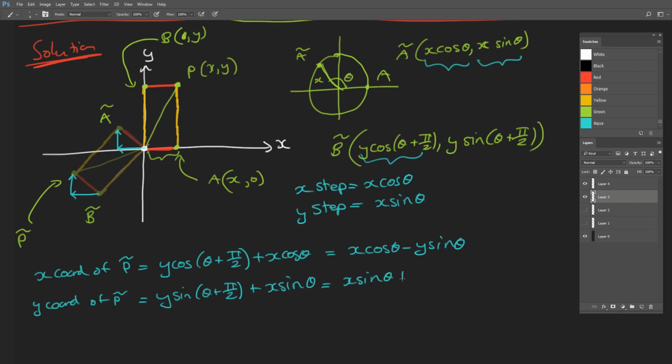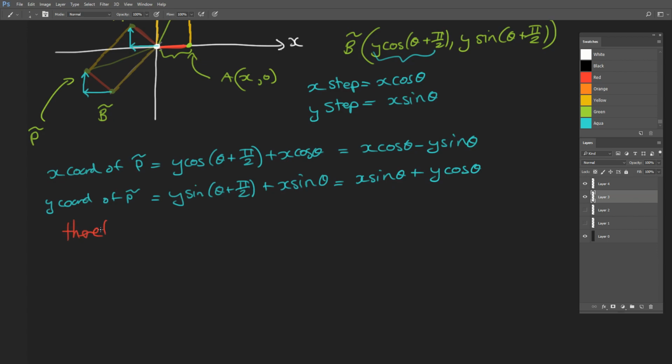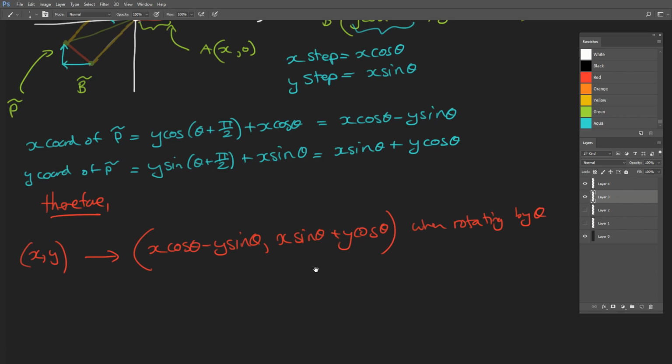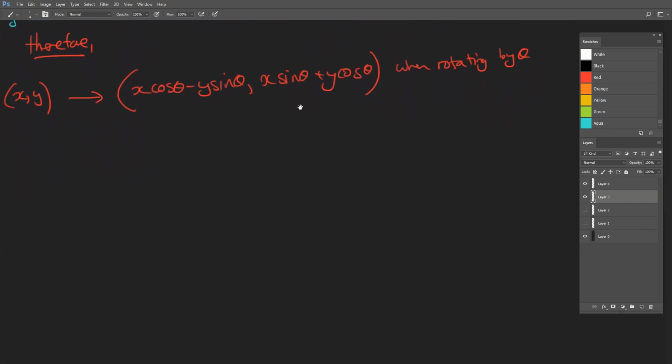And this is going to be x sine theta plus y cos theta. So there we go. These are the coordinates of p tilde. So I'll just sum this up all in one statement. Therefore, (x, y) just goes to (x cos theta minus y sine theta, x sine theta plus y cos theta) when rotating by theta anti-clockwise. So there we go. That's the coordinates of our rotated point.